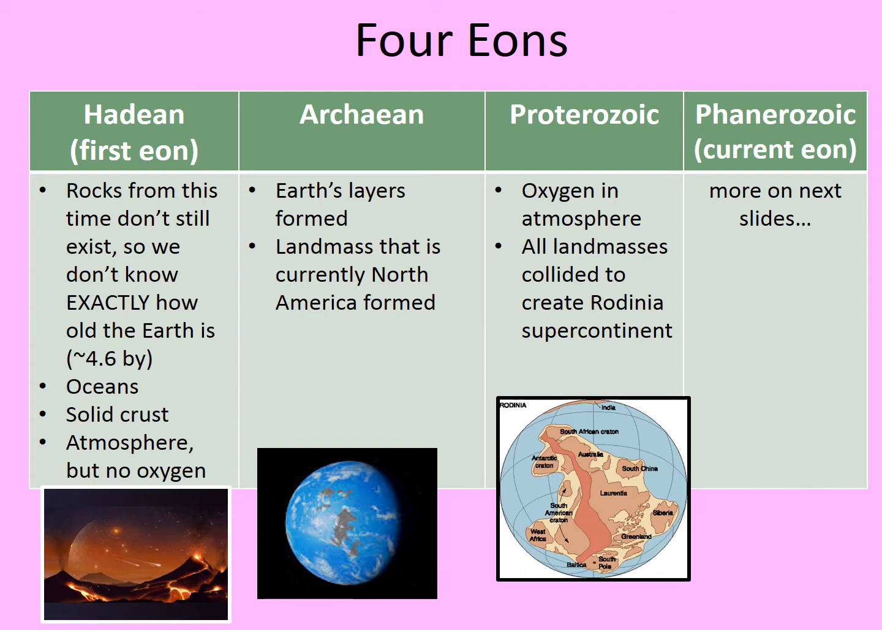In the Proterozoic eon, that's when we had oxygen first pop up in the atmosphere. So think about what that meant for life on Earth during that time period. And then all the land masses that were on Earth came together to make our first supercontinent called Rodinia. Then we have the Phanerozoic. That's the eon that we live in now. And I'm going to talk more about that one in the next couple of slides.